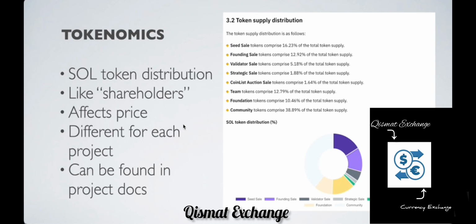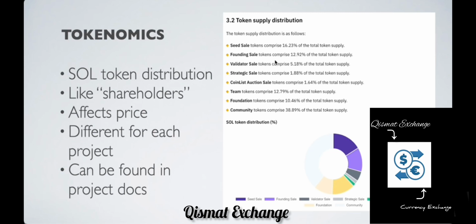But if you want to go deep, then you have to go to the project's website and have a look at their docs. So you can see all this information can be found in the project docs. That will be on the project's website. As an example, Solana right here, we can see the token supply distribution.